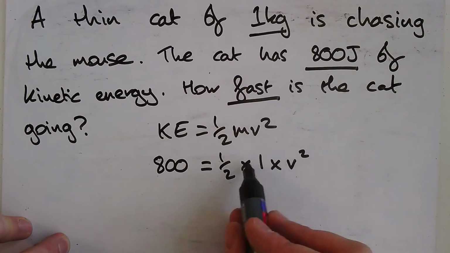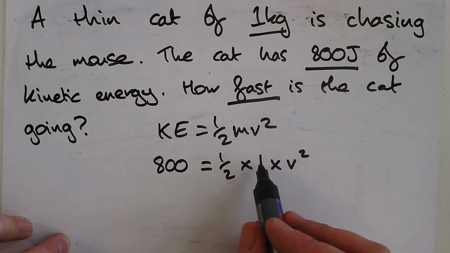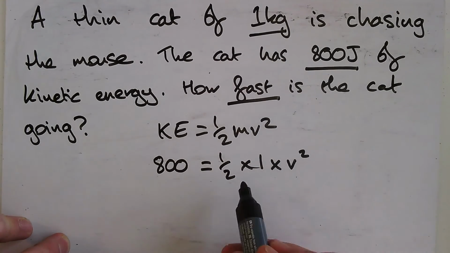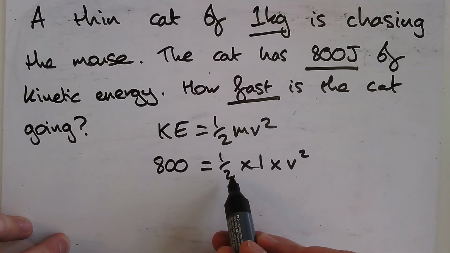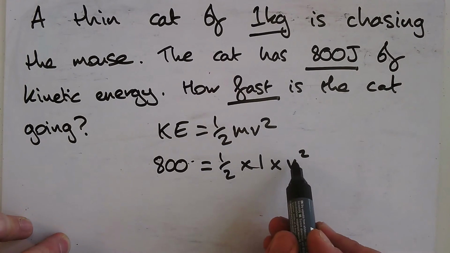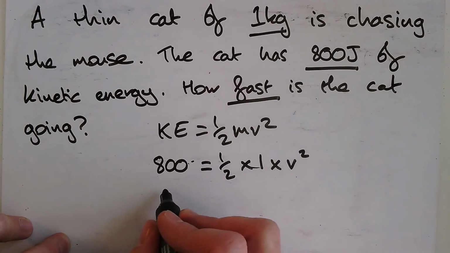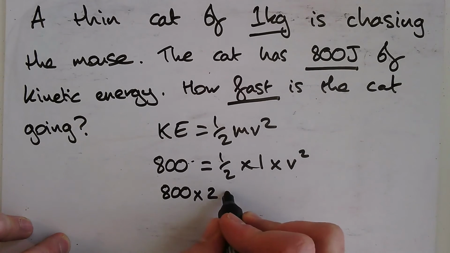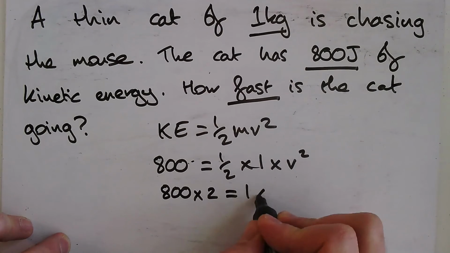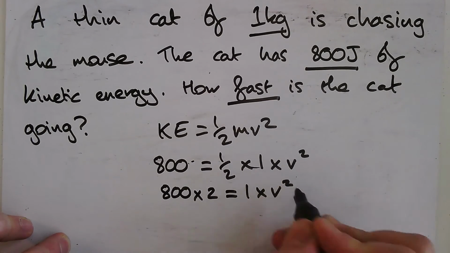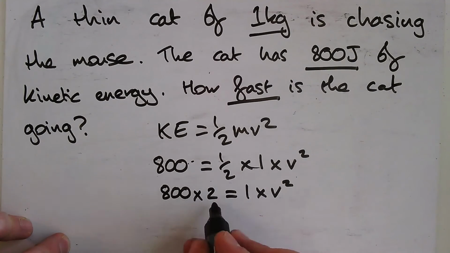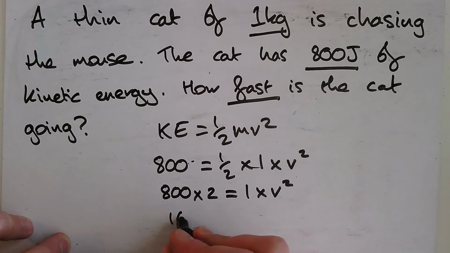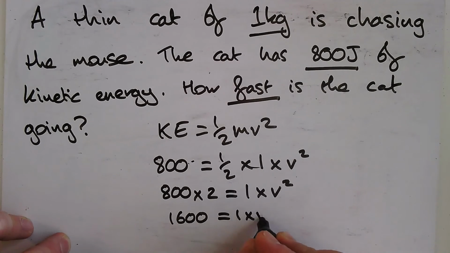Now anything times 1 is just itself, so I can forget about this middle one here, but I need to get this 2 over on this side because I want to get v squared on its own. So 800 times 2, well, let's leave the 1 in there, times v squared. 800 times 2, I'll do it with my calculator, but I think I'll have a go. 1600 equals 1 times v squared.